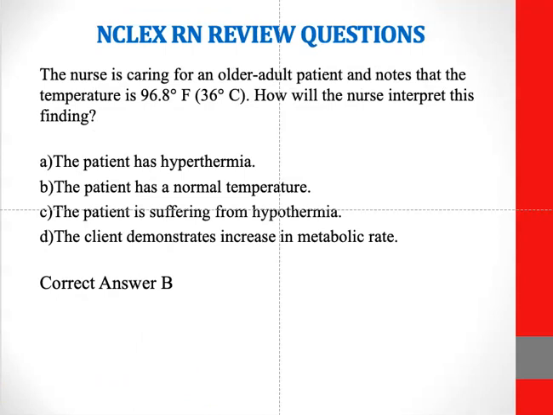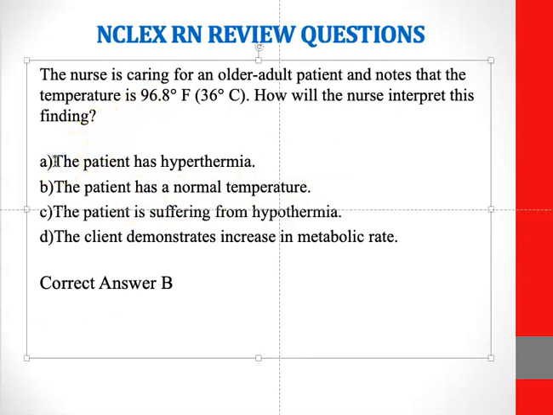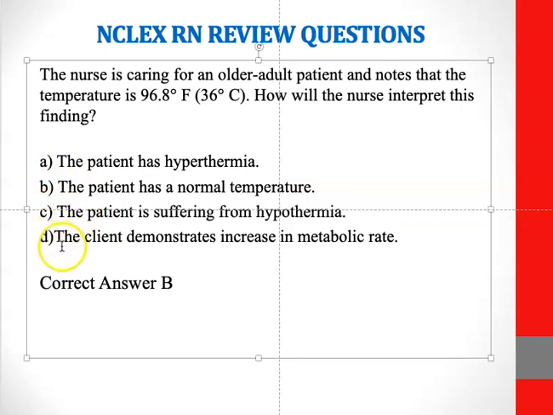The next question I have here: the nurse is caring for an older adult patient and notes that the temperature is 98.6, 36 centigrade. How will the nurse interpret this finding? A, the patient has hypothermia; B, the patient has normal temperature; C, the patient is suffering from hypothermia; or D, the patient demonstrates increase in metabolic rate. So the correct answer is B. The patient has a normal temperature because 98.6 for a geriatric client is very normal.